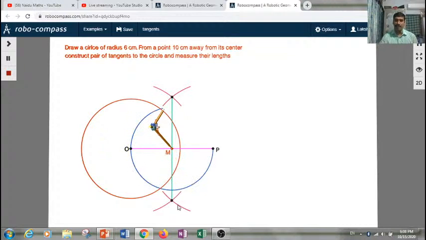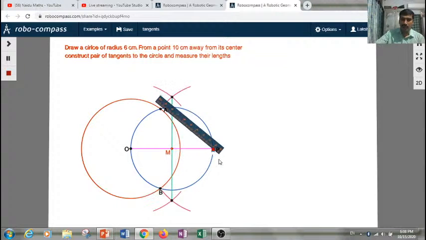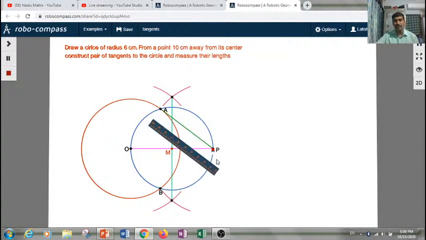So after completing that, the meeting point we assume as M, and with M as center, taking MO or MP as radius, complete the circle. This circle intersects the original circle at two distinct points. Name this point A, and this point B. Now using the ruler, if you join P and A, this will be one of the required tangents, and similarly you will get the pair of tangents. That means another tangent also from the same point.